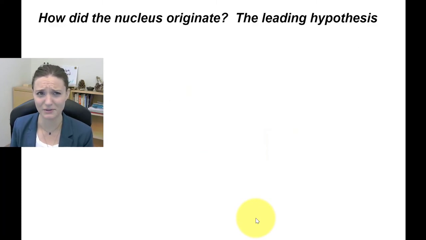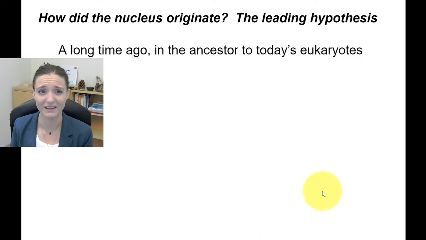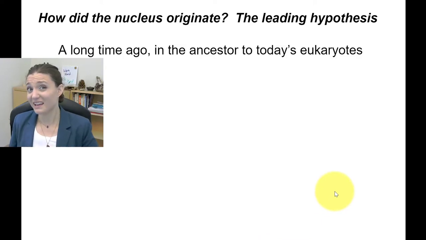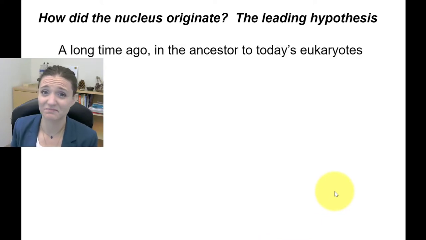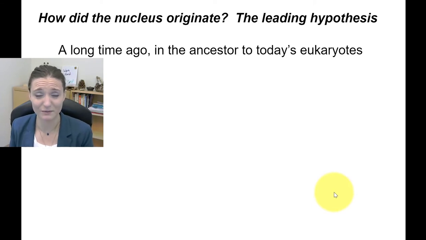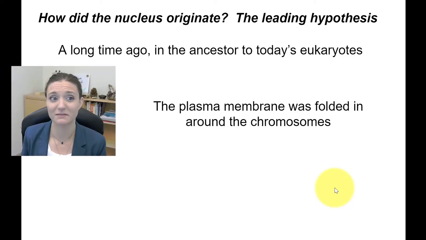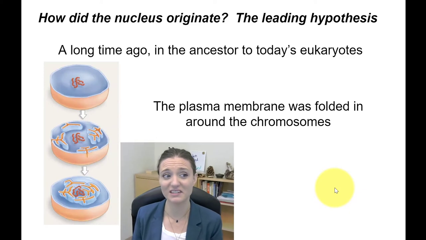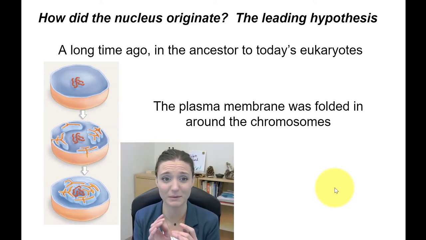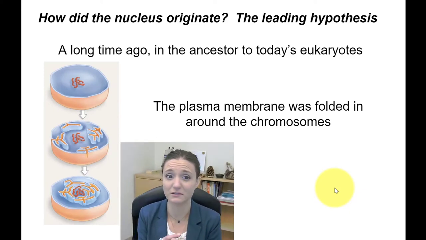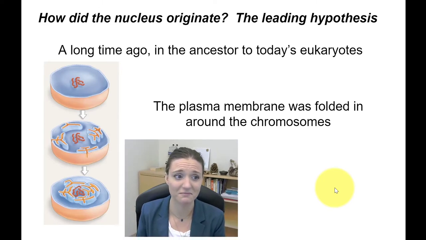So how did the nucleus originate? Where did the nucleus come from? We think, this is our leading hypothesis, long time ago, in a galaxy far, far away, no, just kidding, in a galaxy here on planet Earth, in the ancestor of today's eukaryotic organisms, infoldings of the plasma membrane started to surround and enclose the chromosomes, the DNA.